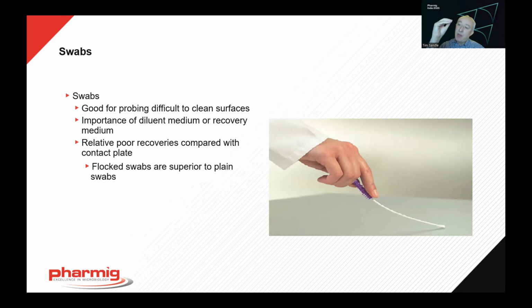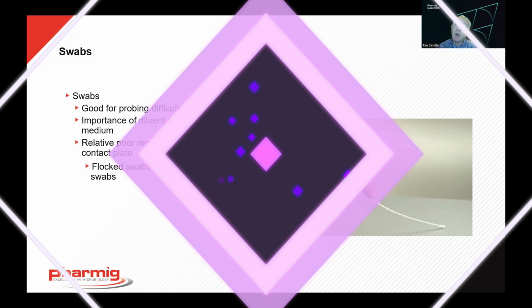This is about the intricacies of the tip of the swab. The flocked swab, where you've got little bits protruding out, is superior to the plain swab. There's plenty of data that shows that difference in recovery.